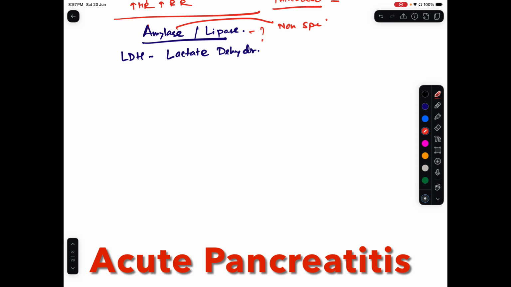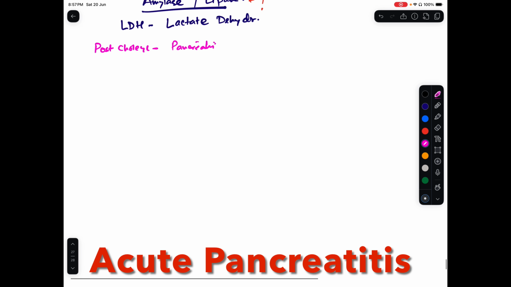It can be increased early because it has a very short half-life. So, causes of post cholecystectomy. Next question is post cholecystectomy pancreatitis. So you have removed the gallbladder and the patient develops pancreatitis.